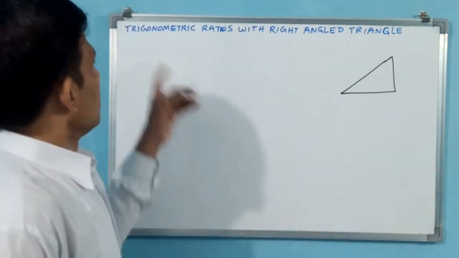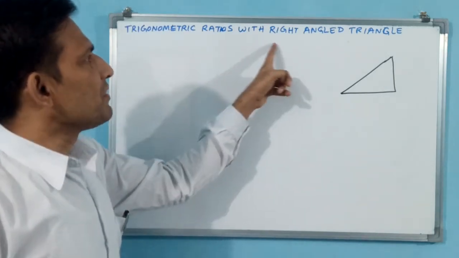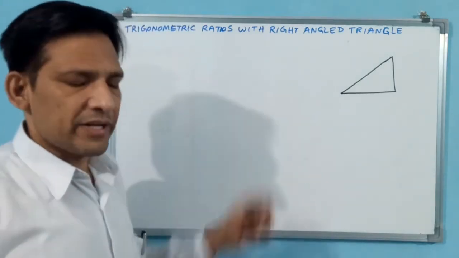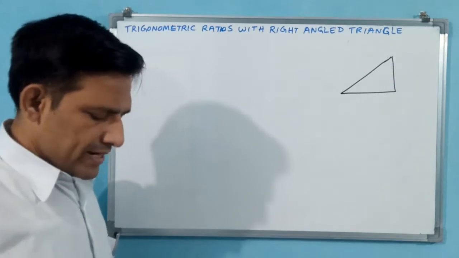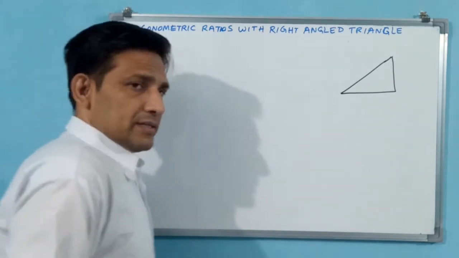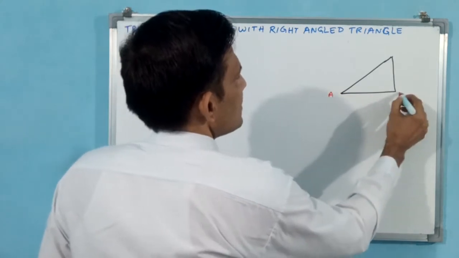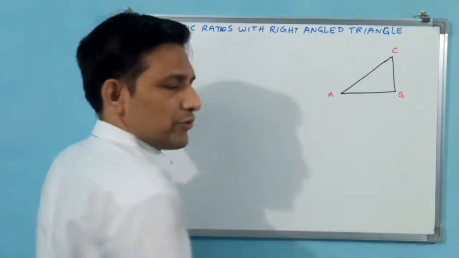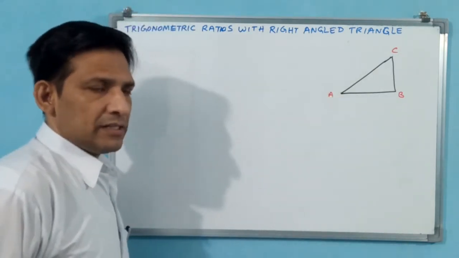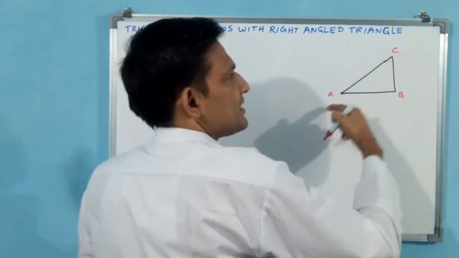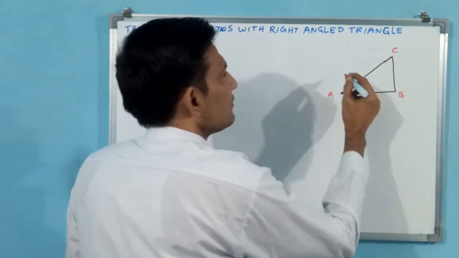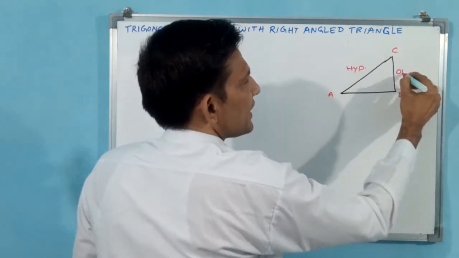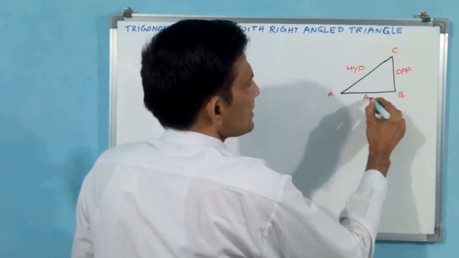Okay, now let us study trigonometric ratios with a right angled triangle. This is a right angled triangle, and we will see the trigonometric ratios in this right angled triangle. Some notations we will take. Say this is A, this is B, this is C. Now this is the hypotenuse. Some people may call it the diagonal. Always take the hypotenuse as AC. Then the remaining you take B. This is the hypotenuse, HYP. BC is the opposite side, OPP. AB is the adjacent side, ADJ.